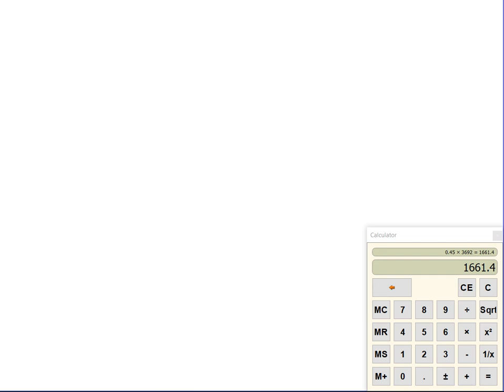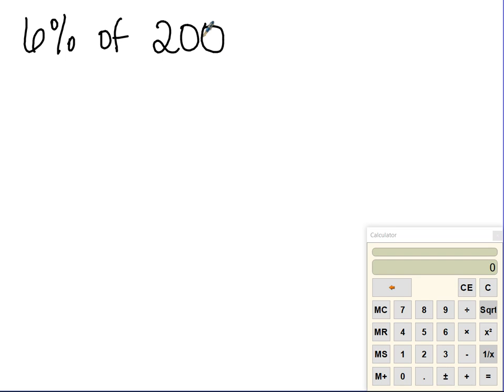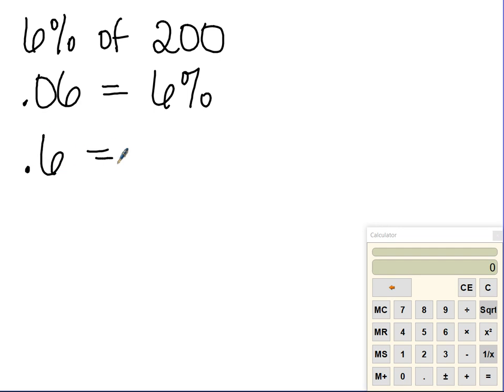So far, I've only shown you examples of two-digit numbers. Let's say you need 6% of 200. If you turn 6% into a decimal, it wouldn't be 0.6, it would be 0.06. 0.06 is 6%, 0.6 is 60%. Remember that when you're multiplying those one-digit percentage numbers, you need to have a 0 in the front there.